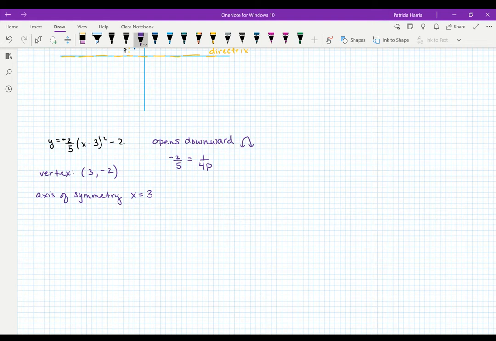All right. Okay, now let's solve for p. We're going to cross multiply. So we get negative 8p over 5 equals 5, excuse me. So p is equal to negative 5/8. Okay, so we're going to kind of ignore the negative. So this is going to be a little hard to count. Okay, but we can do it. So p, we're going to say 5/8 because it's a distance. Okay, and then we're going to find the focus and the directrix.